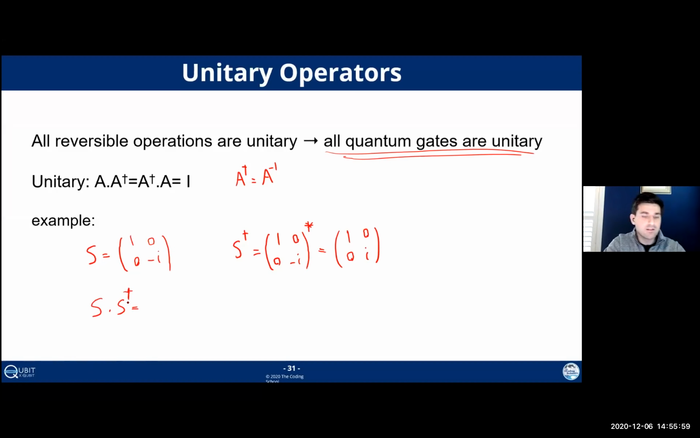Maybe take 20 seconds, try this, and while you're at it, also try S dagger times S, and figure out what that is also. Yeah, let's take 20 seconds for these.